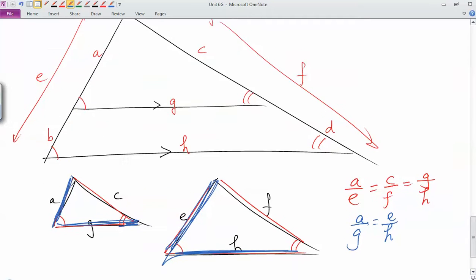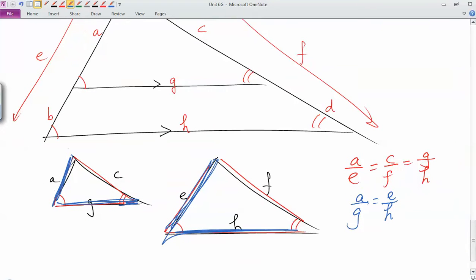Like if I said, what do you think A over C equals? Well, A over C is the left side of the small triangle over the right side of the small triangle. And that corresponds with E, the left side of the big triangle, over F, the right side of the big triangle. So you can kind of guess that's going to be E over F. And there are a whole bunch of these that you can sort of guess your way through.